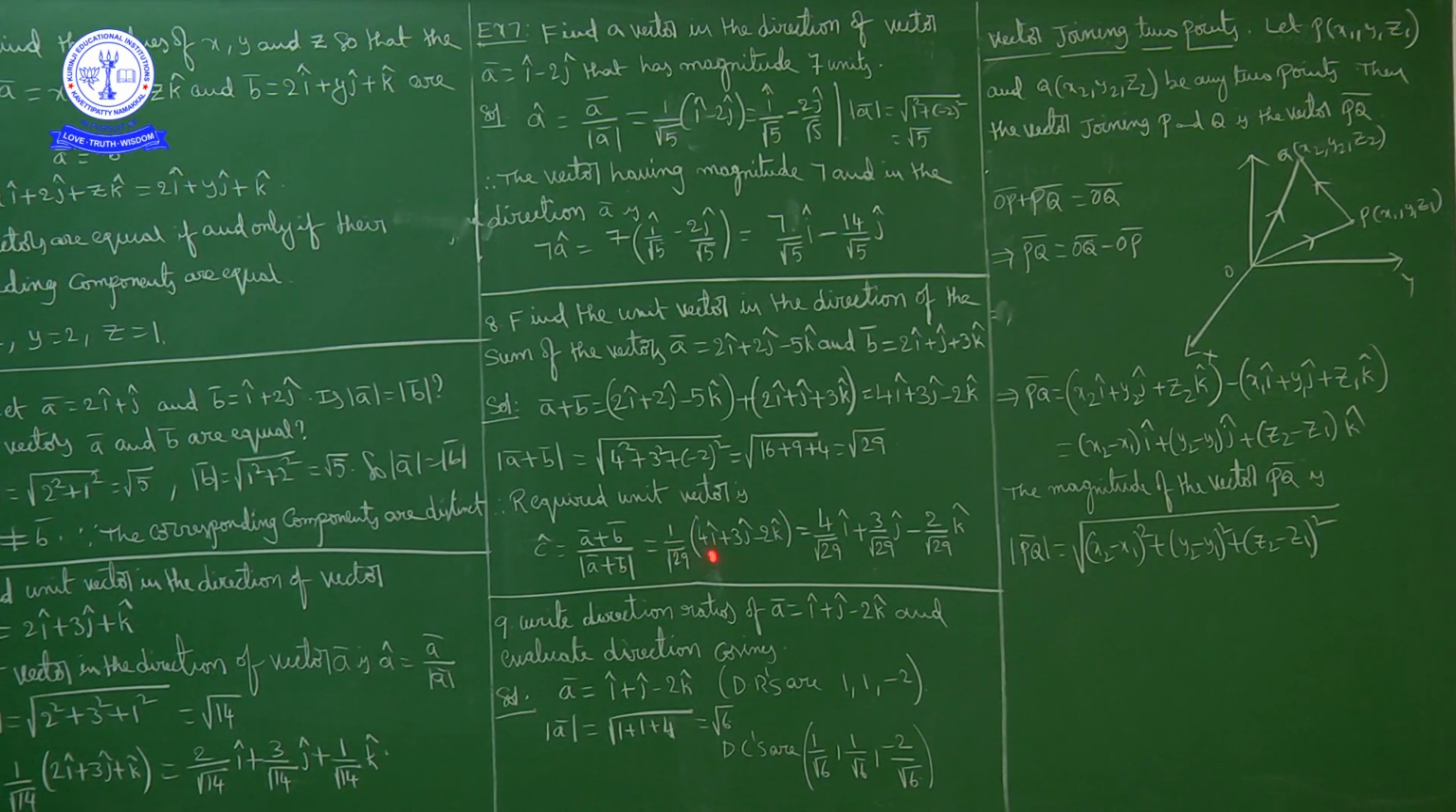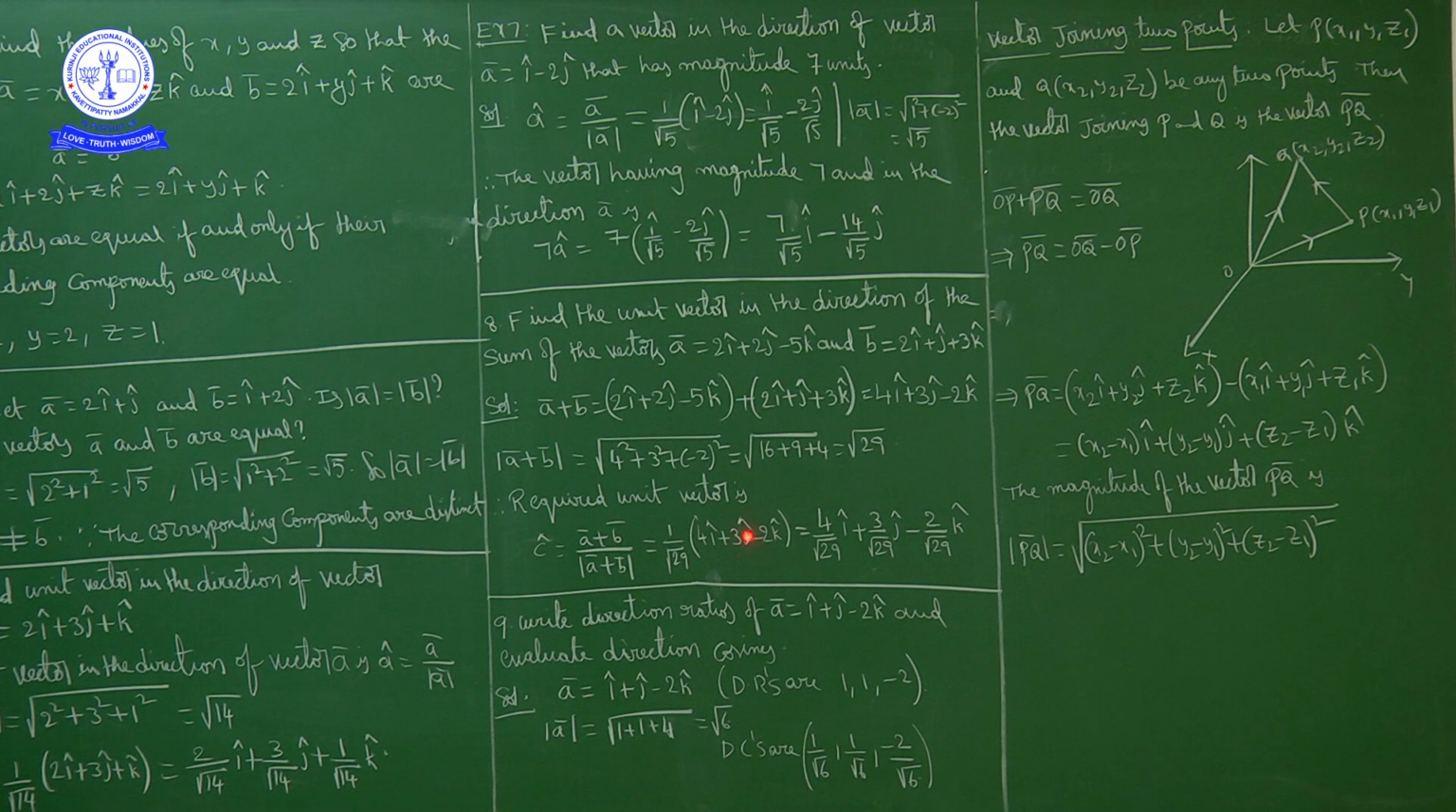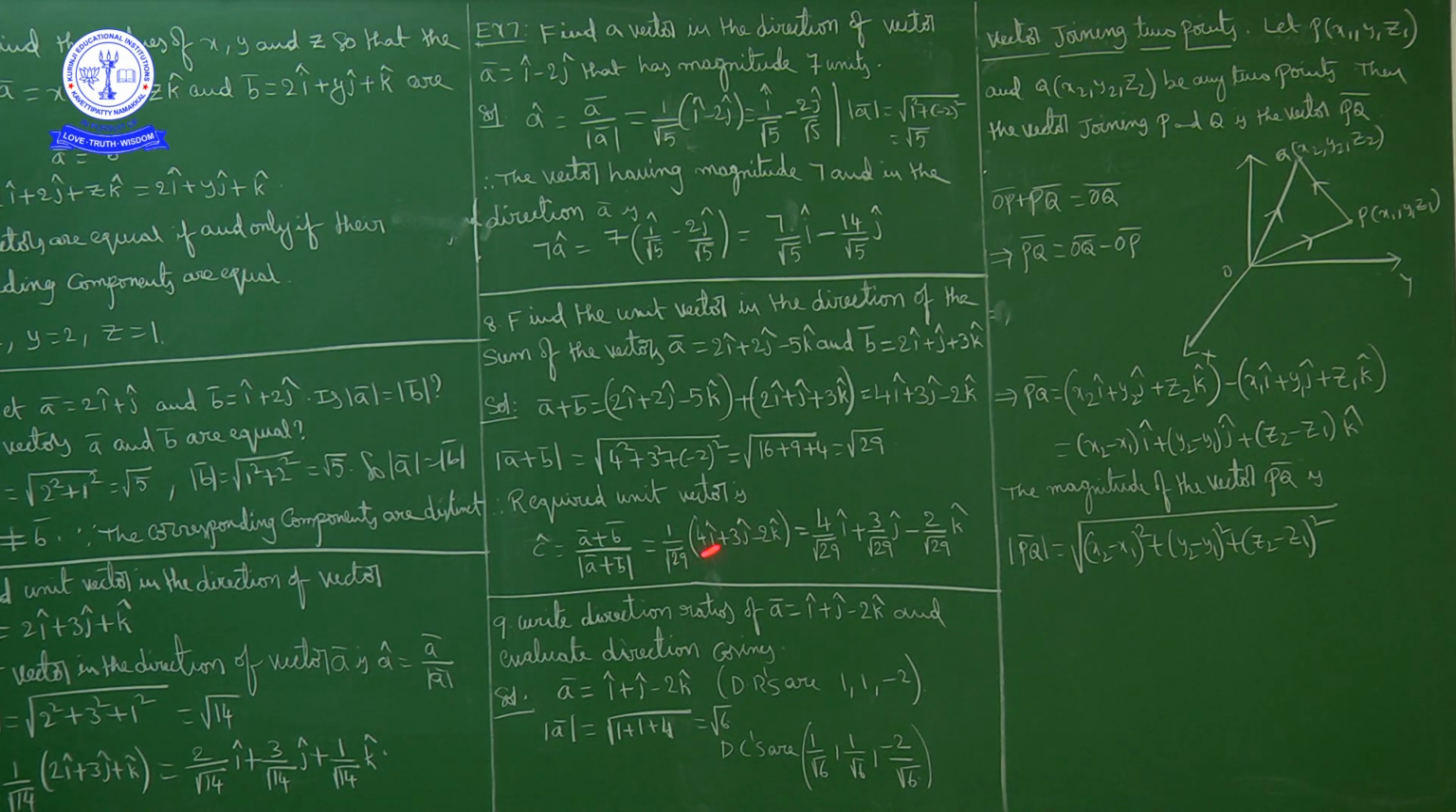Okay, so 1 by root 29 into 4i cap plus 3j cap minus 2k cap is nothing but 4 by root 29 i cap plus 3 by root 29 j cap minus 2 by root 29 k cap. This is the required unit vector in the direction of the sum of the two vectors a bar and b bar.